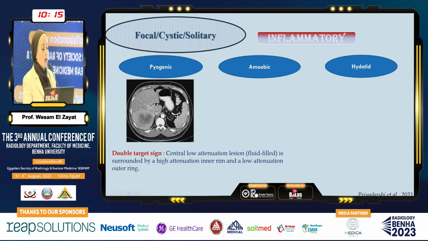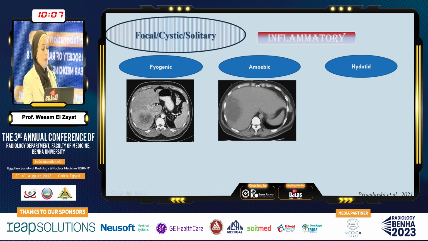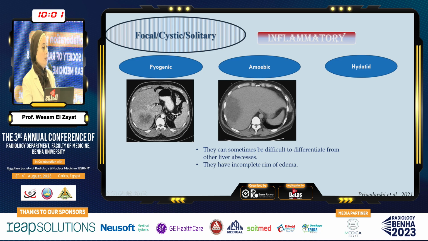Pyogenic abscesses have the characteristic double target sign and the cluster sign, the multiple low attenuation lesions in a localized area. Amoebic abscesses are a little bit difficult. Sometimes they cannot be differentiated from other liver abscesses. They may have an incomplete rim of edema. The margin may be smooth or nodular, and internal septations are present.